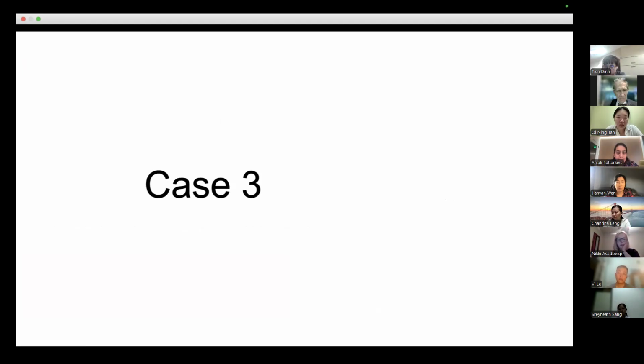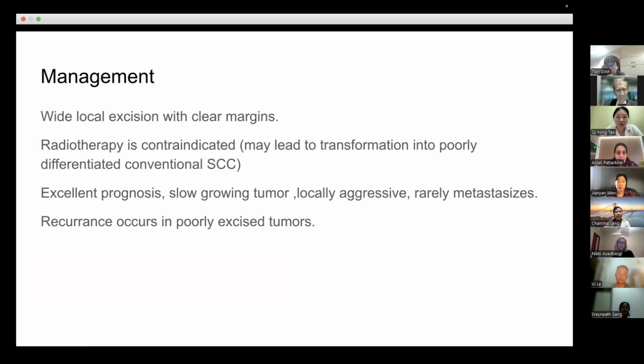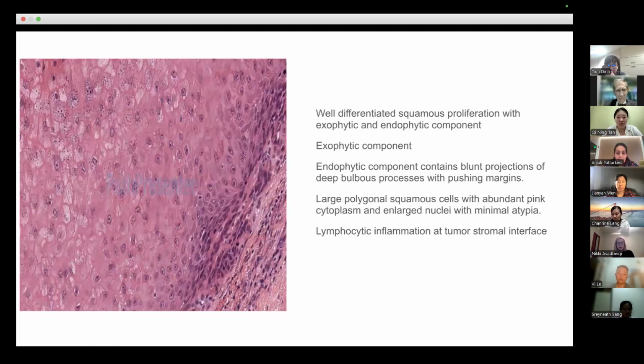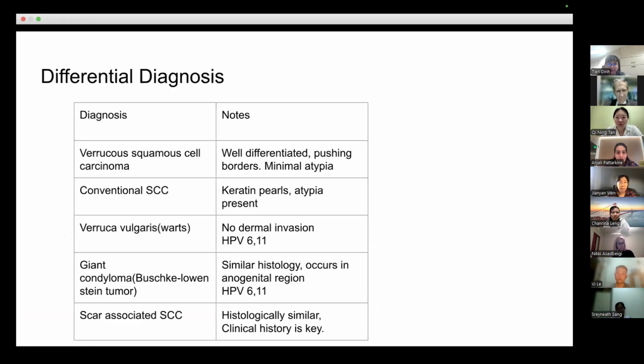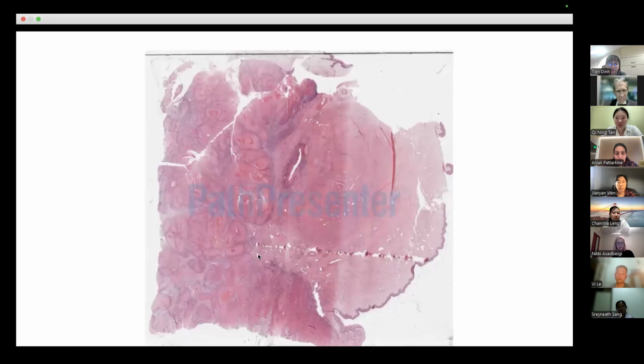Okay, if you think about it, it's a verrucous type of squamous cell carcinoma. It's a very hard entity to diagnose, because basically all you're basing your diagnosis on is going to be the pushing borders. You don't see any definitive invasion. You're not seeing any definitive atypia. Actually, if you're having atypia, it's against it. So basically, all you're saying is whether it has a pushing border or not.